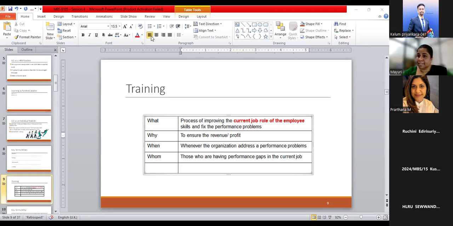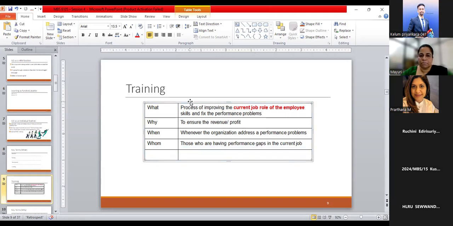Development is different. We are discussing development next, right? Training is a process where we address the performance gaps in the current job role. It is provided to those who have performance gaps. Whenever a performance gap is identified, we provide the training. And the purpose is to safeguard the revenue generation process.